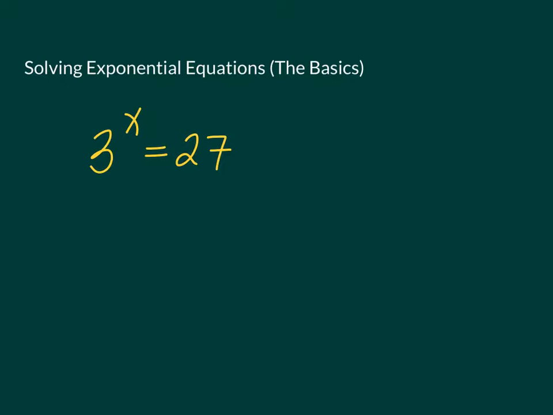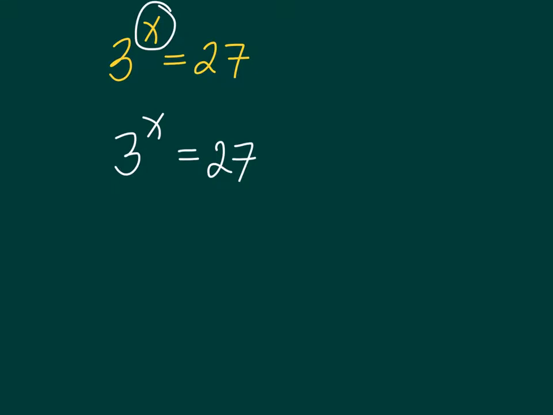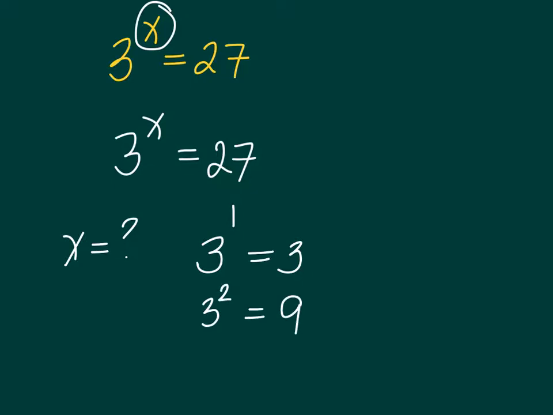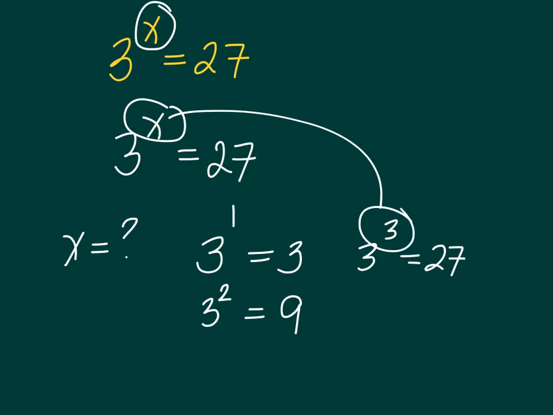3 to the x equals 27 means looking for the value of x in which if we raise the 3 to that value x, the value becomes 27. So we start by thinking what is that x. We could check, maybe it's 3 to the 1, but 3 to the 1 is 3. Or maybe 3 squared, but 3 squared is 9. But if you use 3 as an exponent of 3, 3 raised to 3 is equal to 27. So that means the x that we need must be equal to 3.